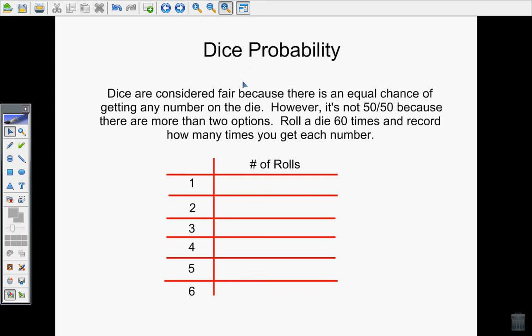Now you're going to try the same thing but with the dice. Dice are considered fair because there is an equal chance of getting any number on that die. However, it's not considered 50-50 because there are more than 2 options. I want you to roll the die 60 times and record how many times you get each number.